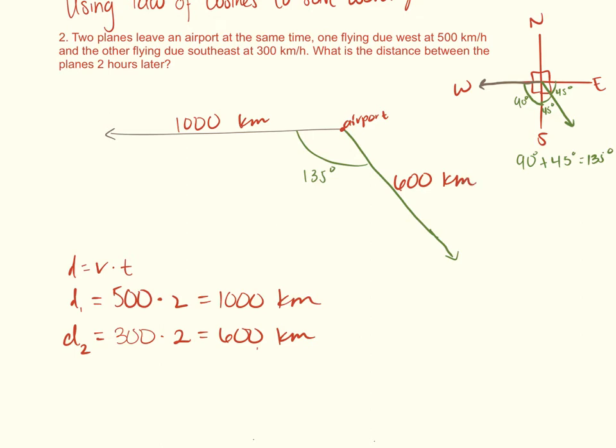Okay. What we want to know is the distance between them, so that would be that dotted line right there. So this is what we're looking for, D right there. Okay.